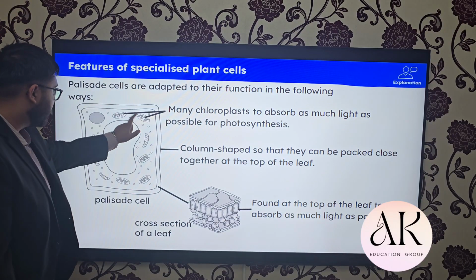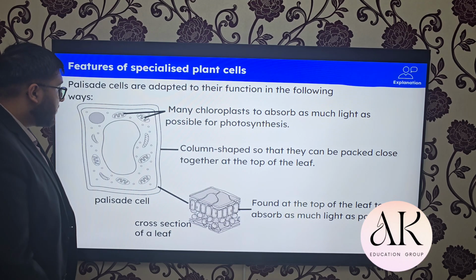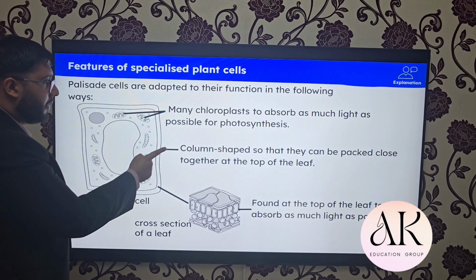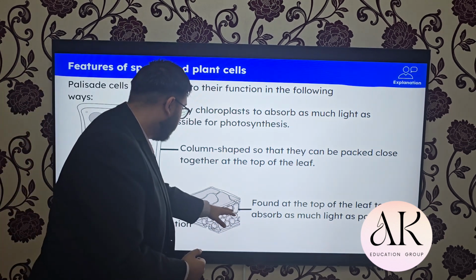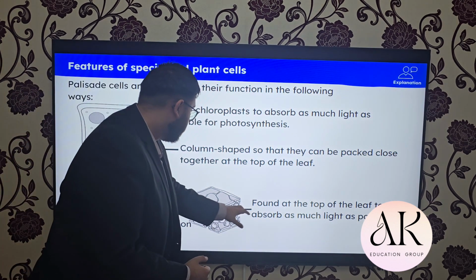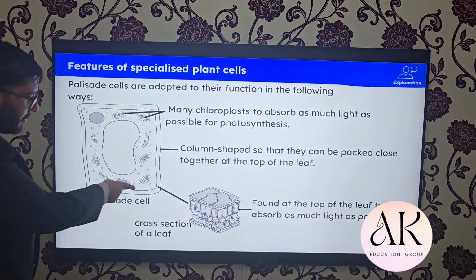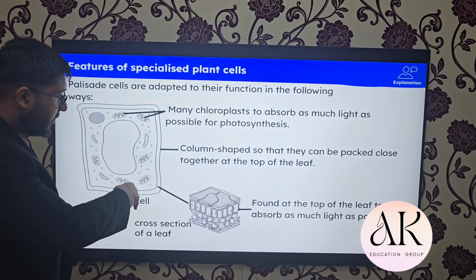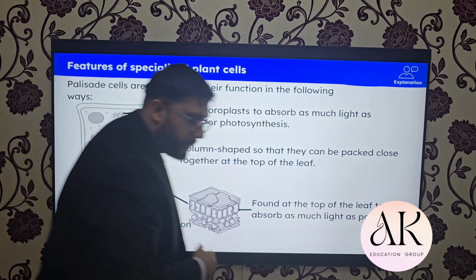Here you can see the chloroplasts dotted around. Now, they have a column shape so that they can be packed close together and at the top of the leaf. We said they were at the top of the leaf, okay? Just here, guys. Found at the top of the leaf, just there. Okay? Now, this diagram here is a cross-section of a leaf, so you can visually see the location of the palisade cells, okay? I hope that's making sense.